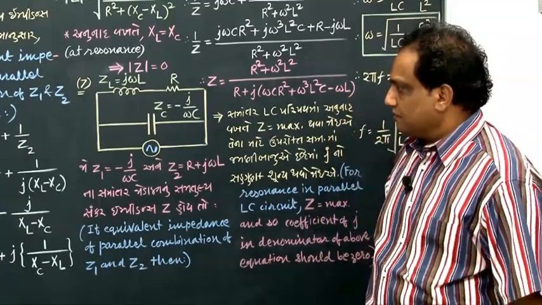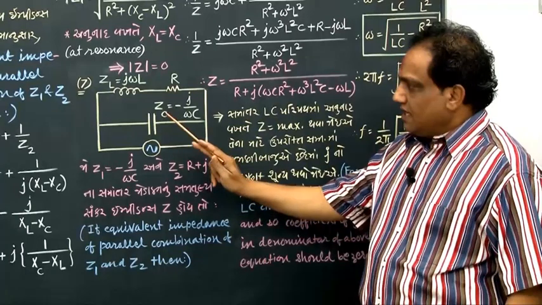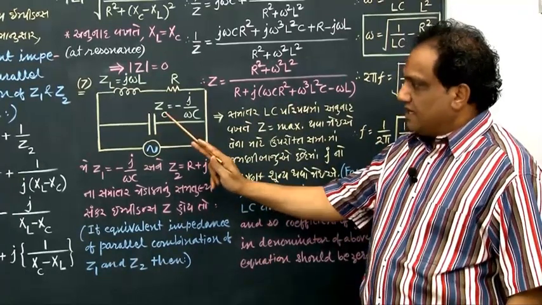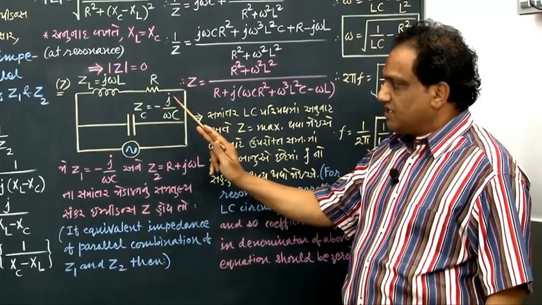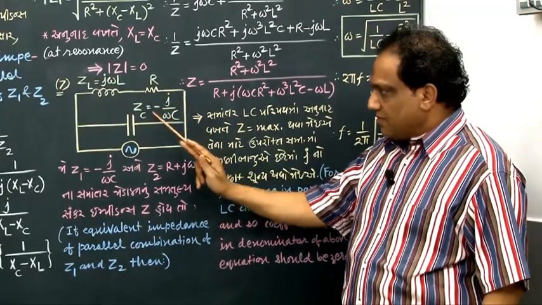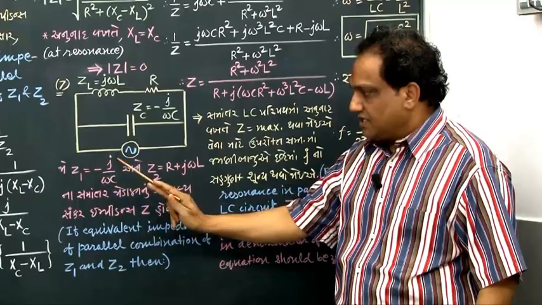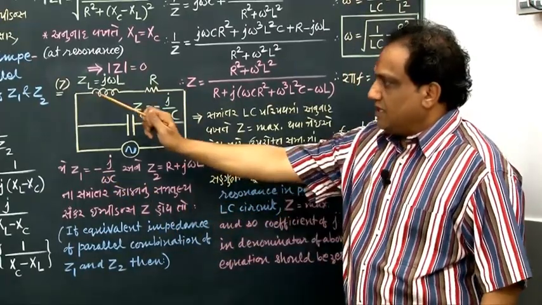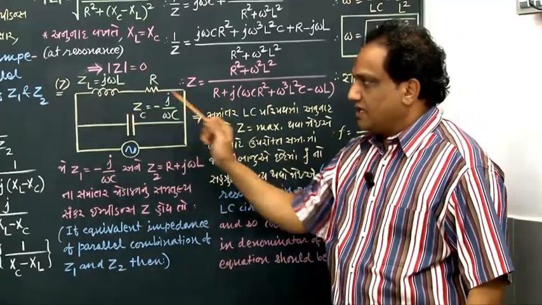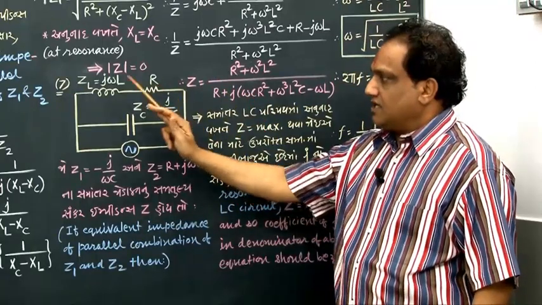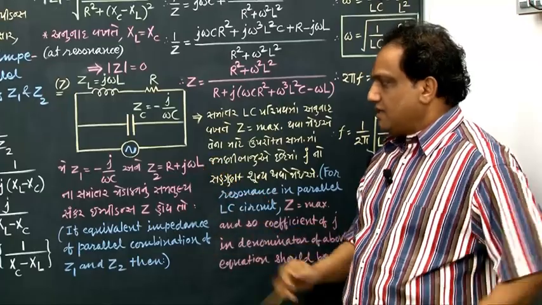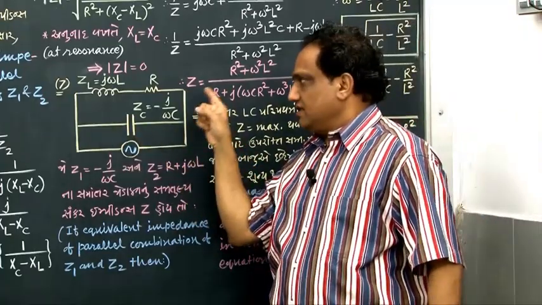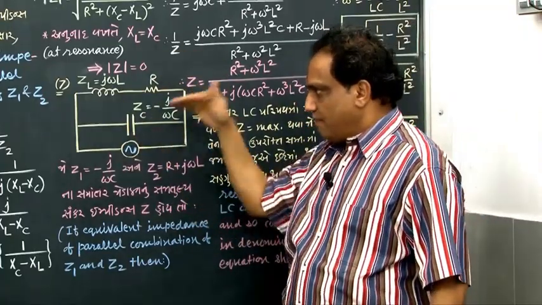I am showing you. Look, take this as Z1. Because it is capacitive reactance, the formula is Zc equals minus j upon omega C. This I am taking as Z1, minus j upon omega C. And the series combination of these two I am taking as Z2. Z2 equals R plus j omega L. This is Z1 and this is Z2. They are connected in parallel.